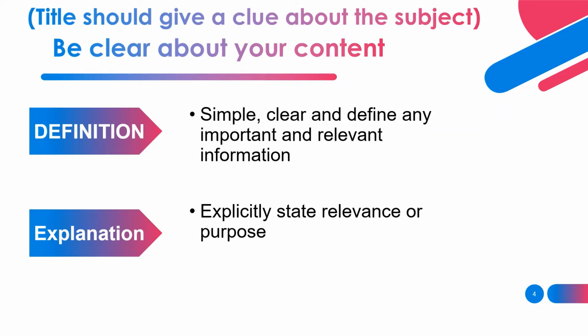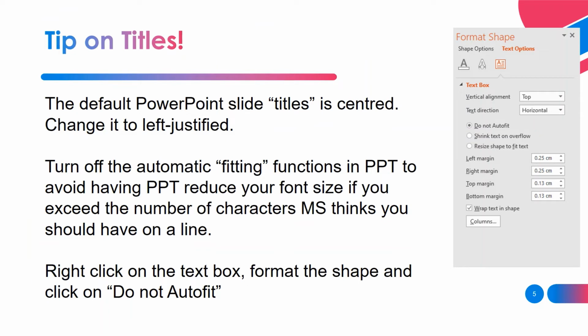A quick tip on titles. The default PowerPoint slide title is centered. Change it to left justified. You can do this by turning off the automatic fitting functions in PowerPoint to avoid having PowerPoint reduce your font size if you exceed the number of characters Microsoft thinks you should have on a line. Right-click on the text box, format the shape, and click on Do Not Auto-Fit.